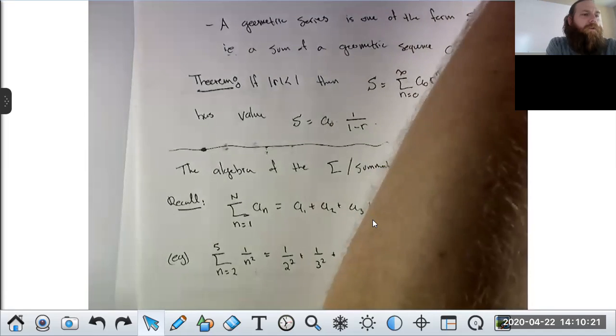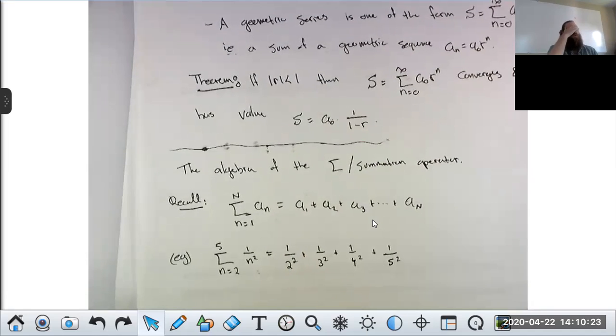Hopefully at this point you guys are getting to a place where you're fairly comfortable with that notation, which means it's the right time to start talking about the algebra of that operator.